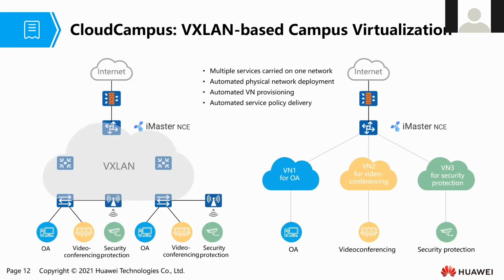For example, for office use, PCs can connect to virtual network 1. We have video conferencing on virtual network 2, and we have CCTV on virtual network 3. So in this case, we are able to isolate all these services and guarantee the security between each service. The main benefit of this solution is that we are able to carry multiple services on a single network. Besides this, in this solution, we are able to achieve automated physical network deployment, automated VM provisioning, and automatic service policy.